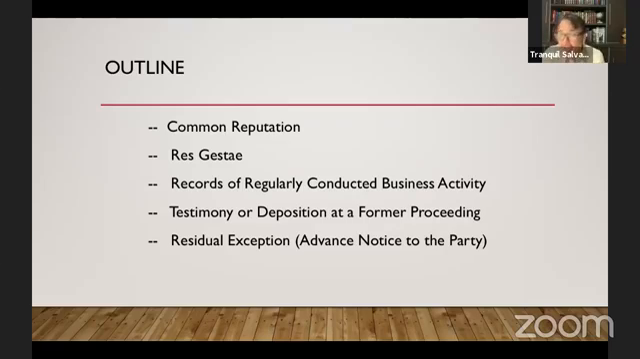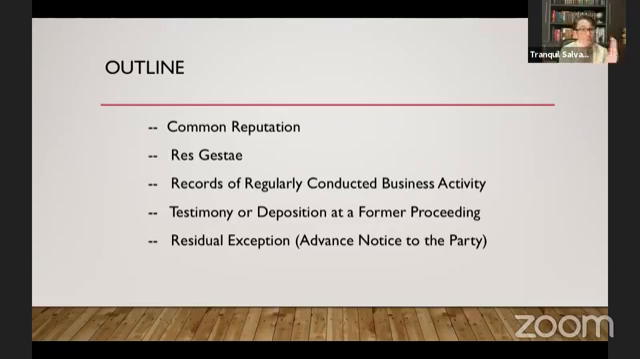Okay, now, let us now proceed to the next exception. And this next exception will be very interesting for you. Kindly take note. Itong records of regularly conducted business activity. Records of regularly conducted business activity. If you would recall, for those of you who have taken up evidence, maalala nyo, this is the entries in the regular course of business. Naalala nyo yan? Entries in the regular course of business.